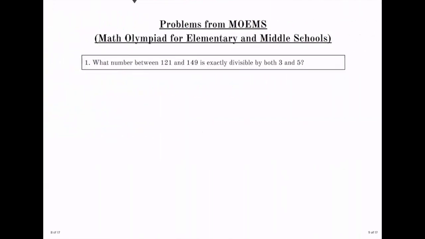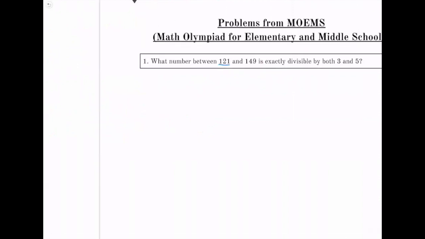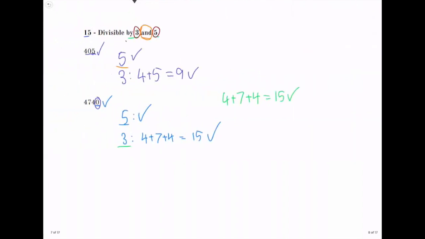Now we're going to explore some harder problems using these divisibility tricks. Before I even move on, any questions on any of the tricks? And yes, you can always review the video later.